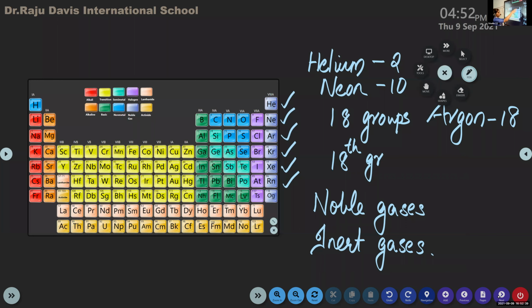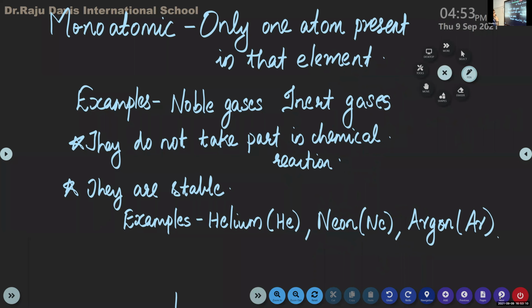Atoms of the same element or of different elements can join together to form molecules. Then we familiarized ourselves with the periodic table and learned about noble gases, the 18th group in the periodic table: helium, neon, argon, krypton, xenon, radon, etc. These noble gases can exist in a free state or independently. The reason is that these noble gases or inert gases do not take part in chemical reactions. They are stable. These are the examples. This is clear?